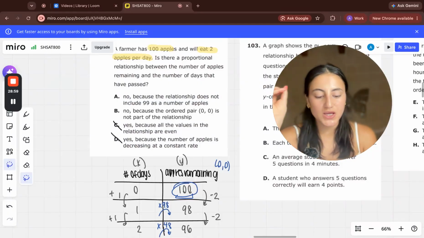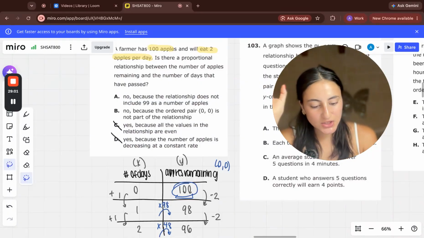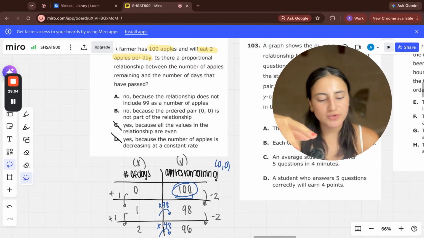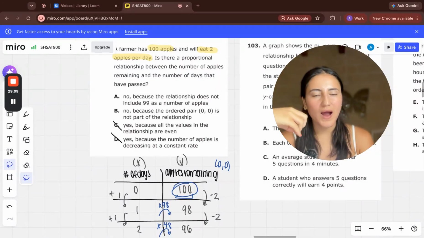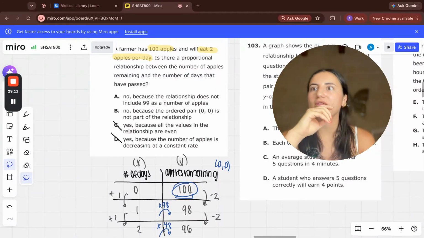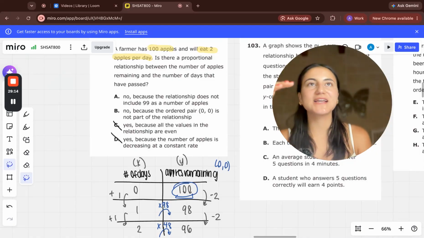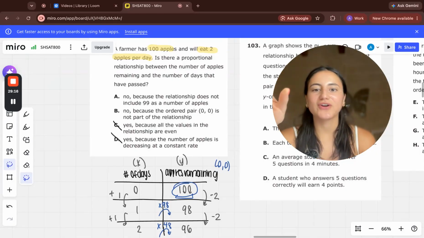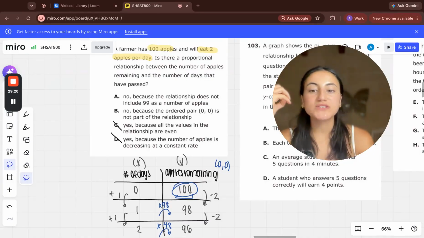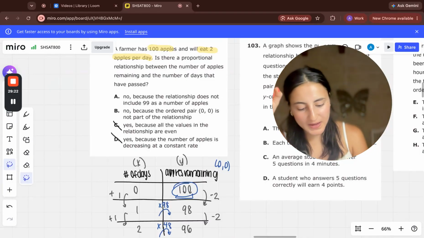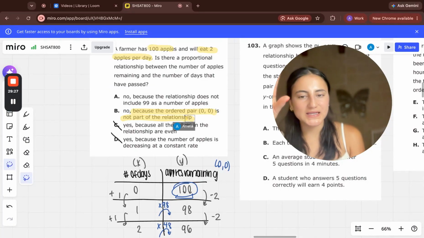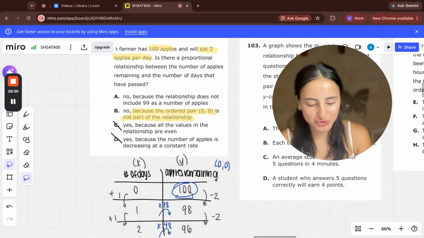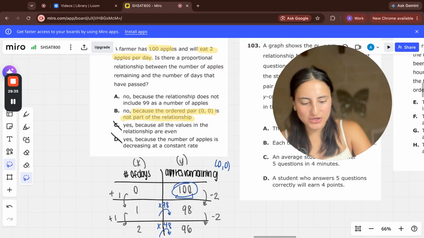But now let's look at the reasoning. For A, it says no because the relationship does not include 99 as a number of apples. That doesn't matter. Whether the y value is 2, 5, 6, 7, it doesn't exactly matter whether 99 is included in that data set. What does matter is what B says, because the ordered pair (0, 0), which is the origin, is not part of the relationship. That's what indicates that this is not a proportional relationship. So we would get B as the correct answer here.